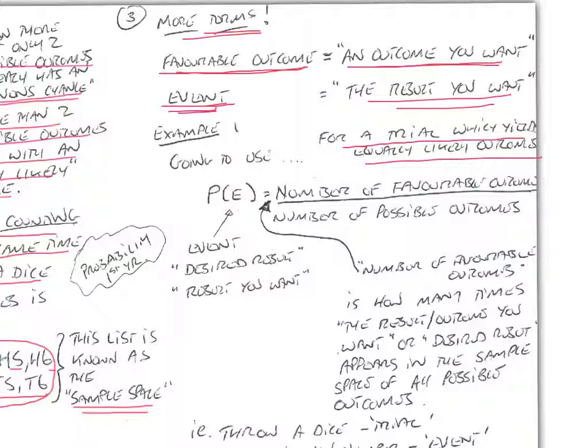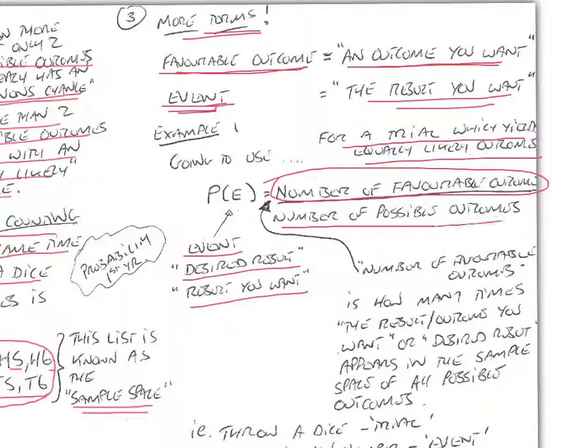We're going to use this formula, which tells us that the probability of the event, or the desired result, the result you want, the probability of that happening in this trial is found by the number of favourable outcomes divided by the number of all the possible outcomes in the sample space. So the number of favourable outcomes is how many times the result or outcome you want appears in the sample space of all the possible outcomes.